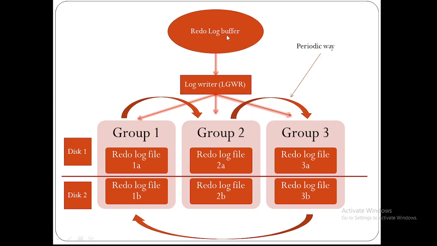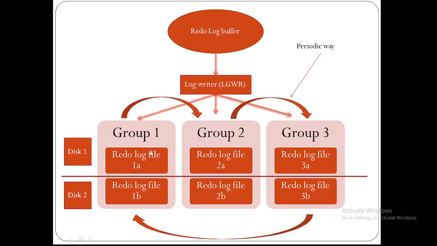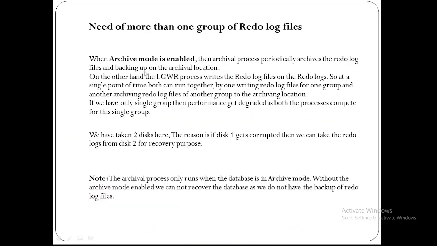What is the use of the redo log buffer? What is the log writer? So what is the need for more than one group of redo log files? You see, we have group one, two, three. Why do we need three groups, or more than one group? We could manage redo log files in group one, so why do we need two or three?